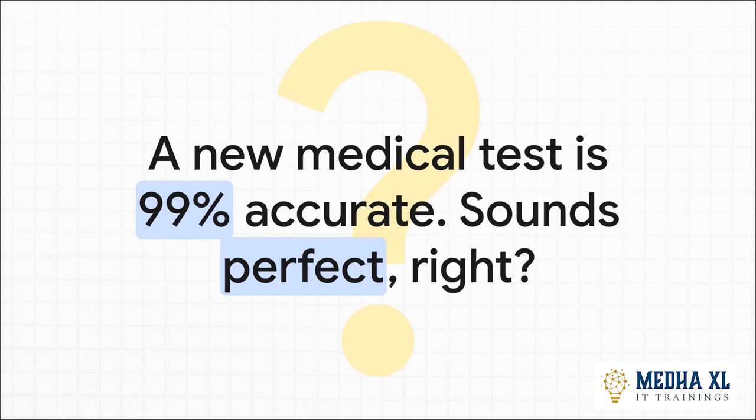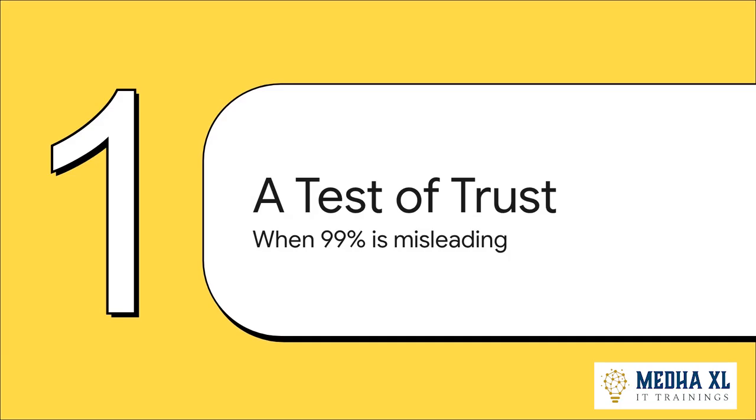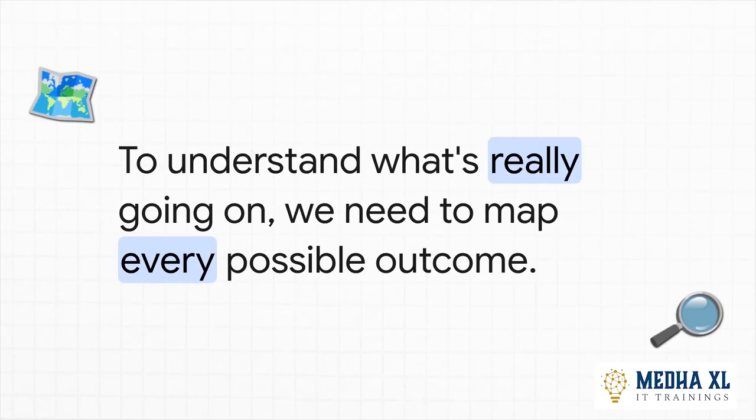But what if I told you that depending on the situation, that 99% number could be hiding a massive failure? So we're going to put this number through what I'm calling a test of trust. We're going to explore exactly how and why that shiny 99% accuracy might not be what you think it is. See, a single number like accuracy can sometimes hide more than it reveals. To get the real story, to figure out if this test is actually any good, we can't just look at the final grade. We've got to peel back the layers and map out every single way this can go, the right ways and the wrong ways.